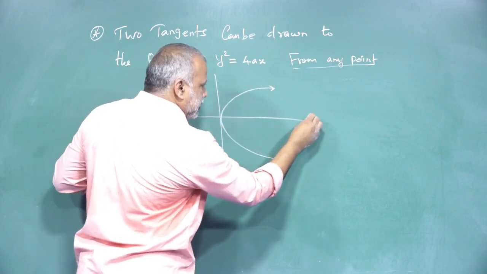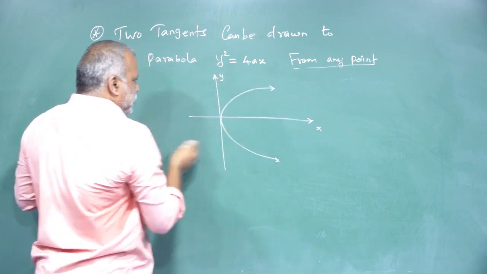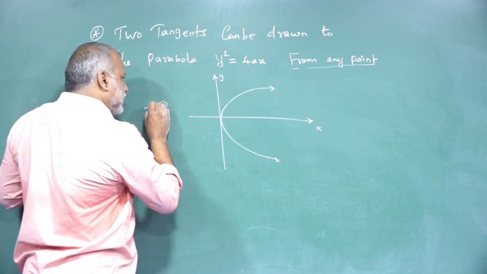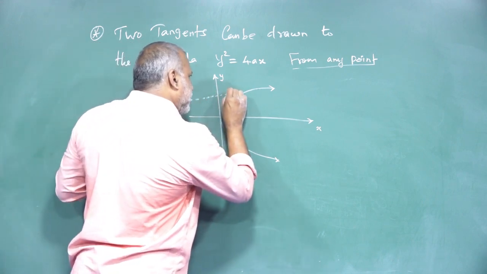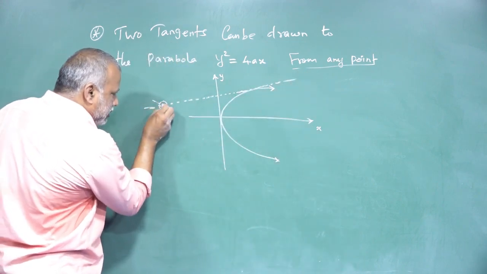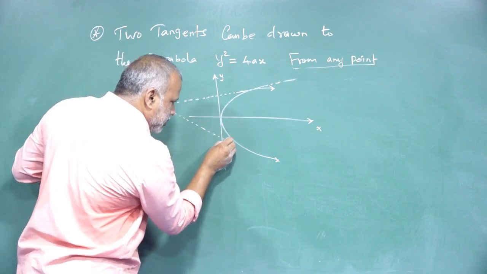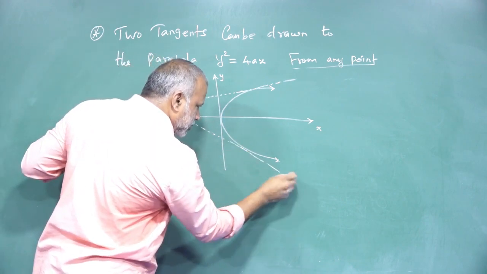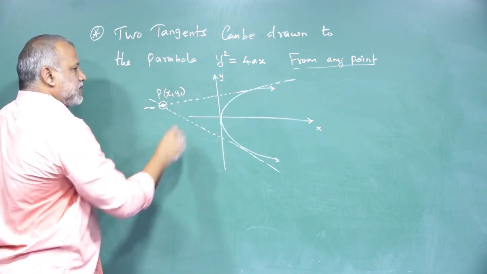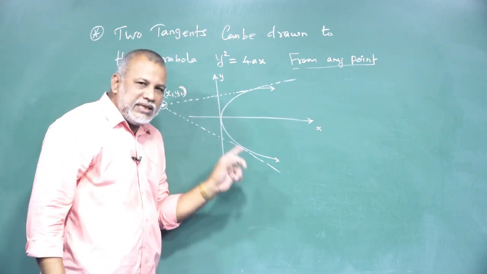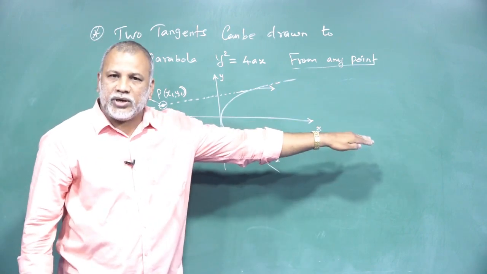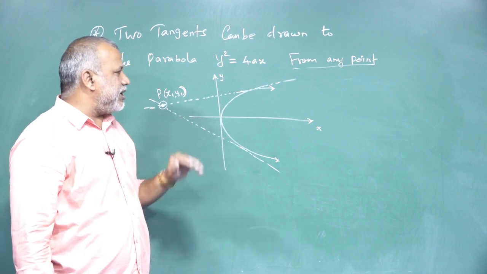See this one, standard equation. Now I am taking a point P of x1 comma y1. From this point I can draw one tangent here, and from this point I can draw another tangent. So listen, I have considered this is the point P of x1 comma y1. In the same way you use in 10th geometry, you draw a circle and a point outside. We can draw two tangents. The same condition, same concept.